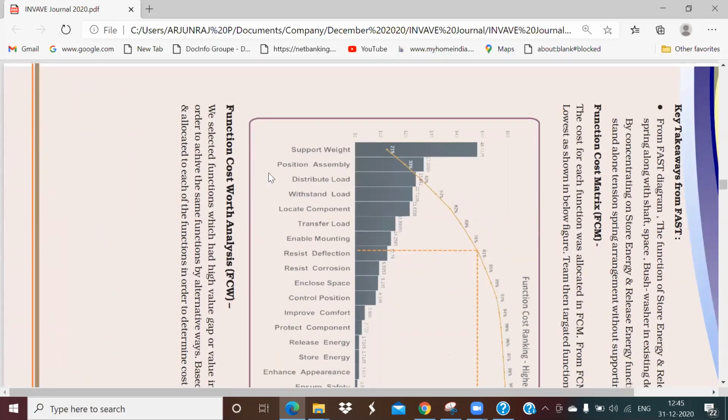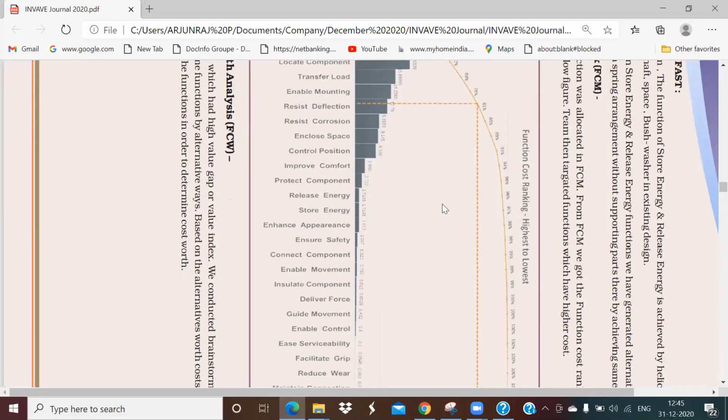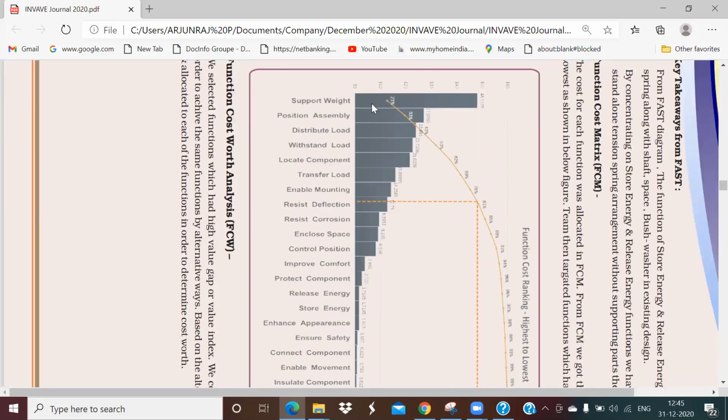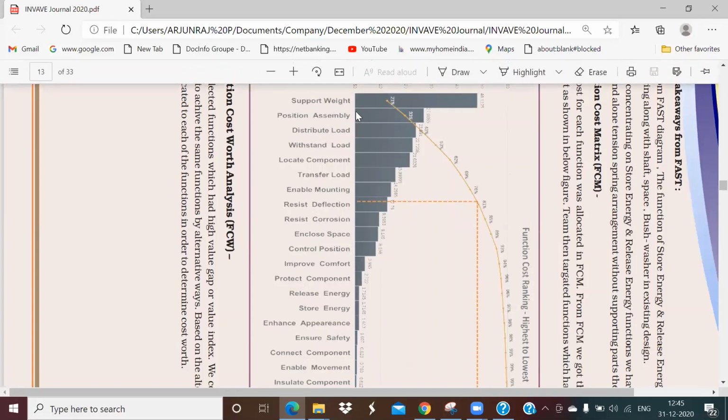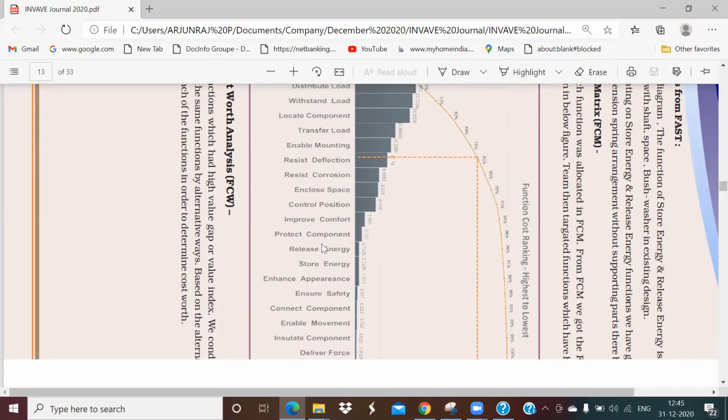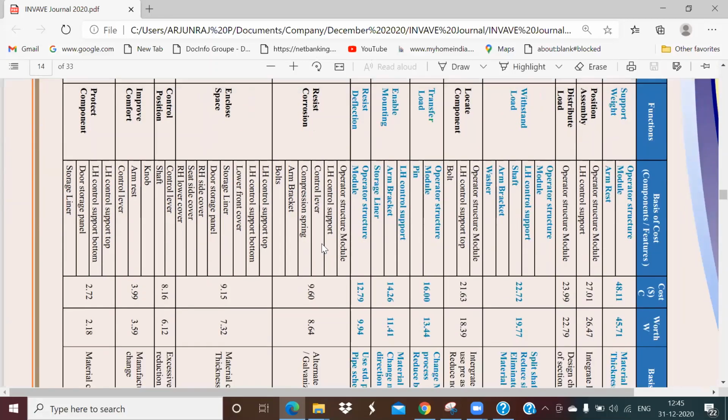It is the function cost worksheet. You can understand 20 percent of the functions contribute to 80 percent of the cost using the Pareto analysis. Then you can see which function is contributing to the highest cost. Here: support weight, position assembly, distribute load. The top three functions you can take. For those functions you need to create ideas.